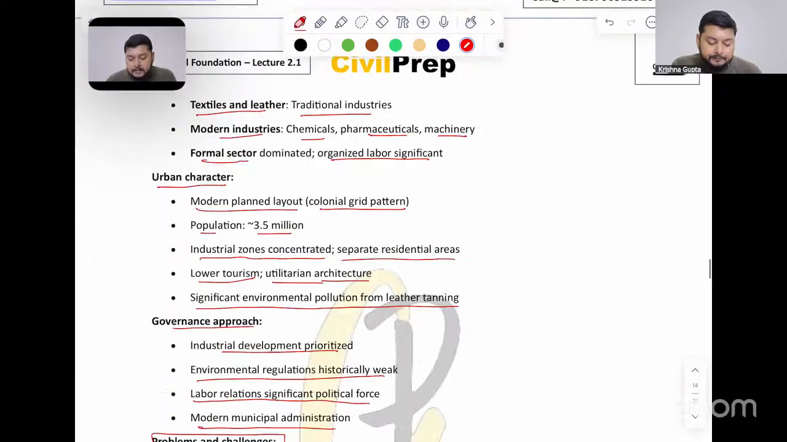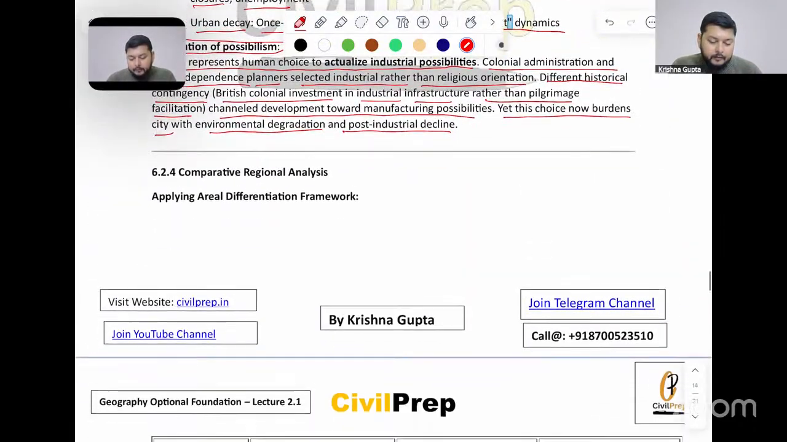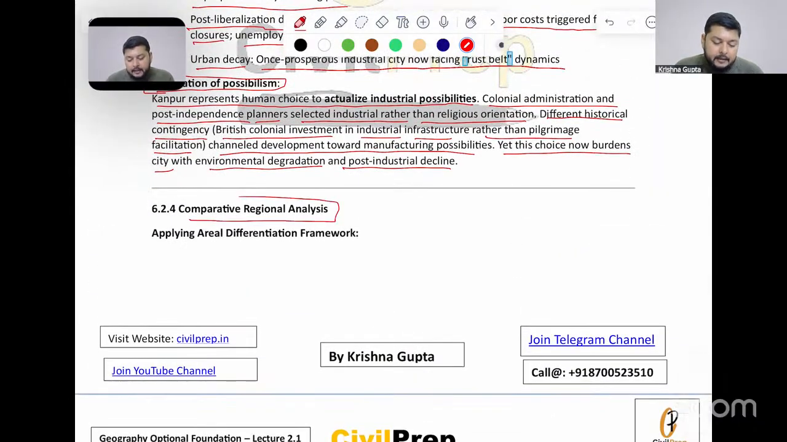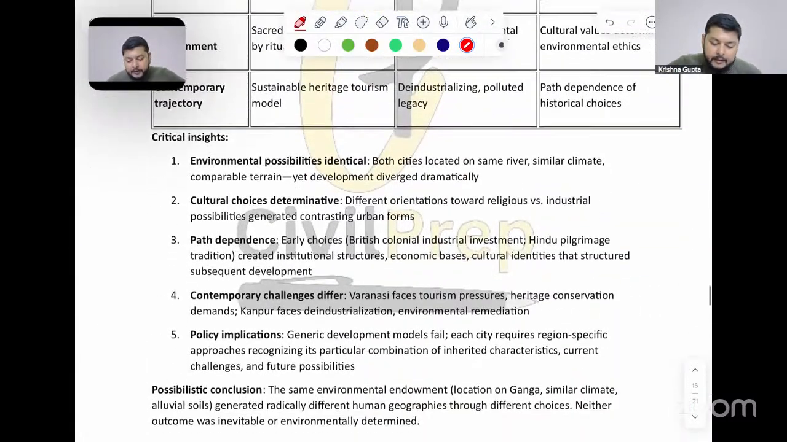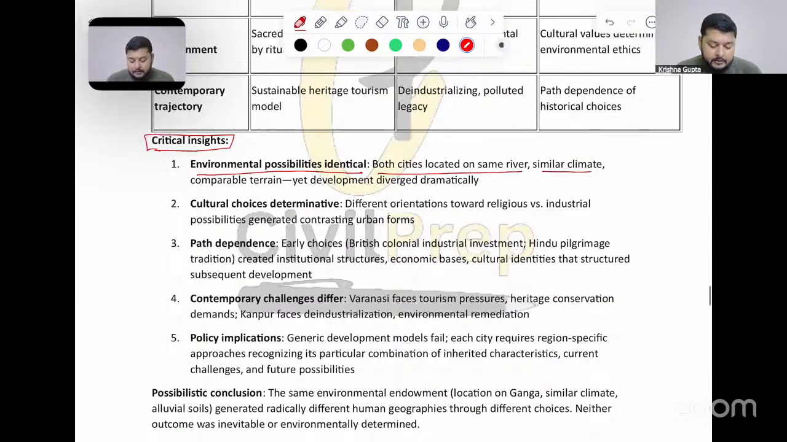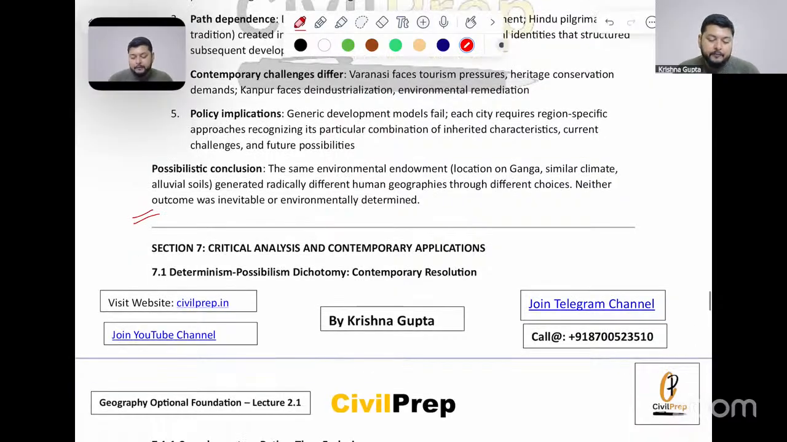Now, the same kind of comparative regional analysis is seen here. You will be provided with this document. You can go through it. You will get a better possibility here. Now, we will look at the critical insights here. Environmental possibilities are identical for both cities, located on the same river with similar climate. This is also the same part. I'm skipping this. You can go through this.